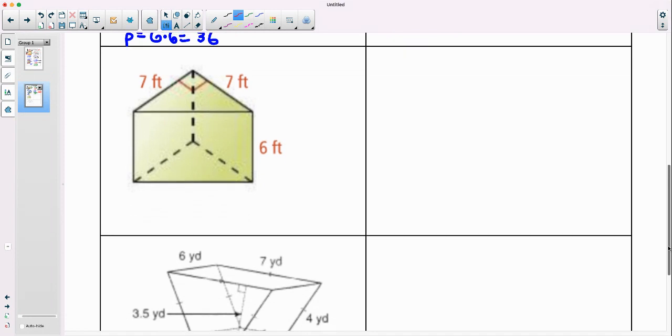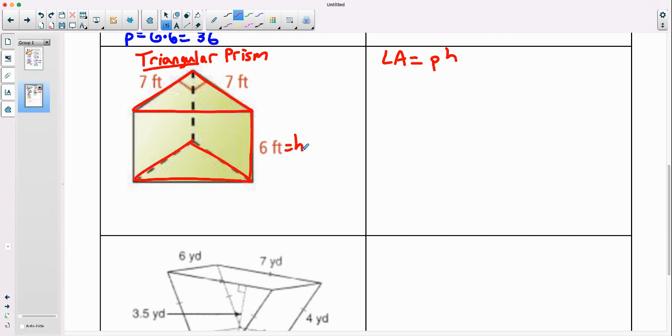So this one is another triangular prism. Okay, so we're going to go back to the triangle formula, but lateral area is going to be a little tougher this time. We need the perimeter times the height. Well, the height is how far apart the triangles are. So 6 is the height. Okay, so we can do that.